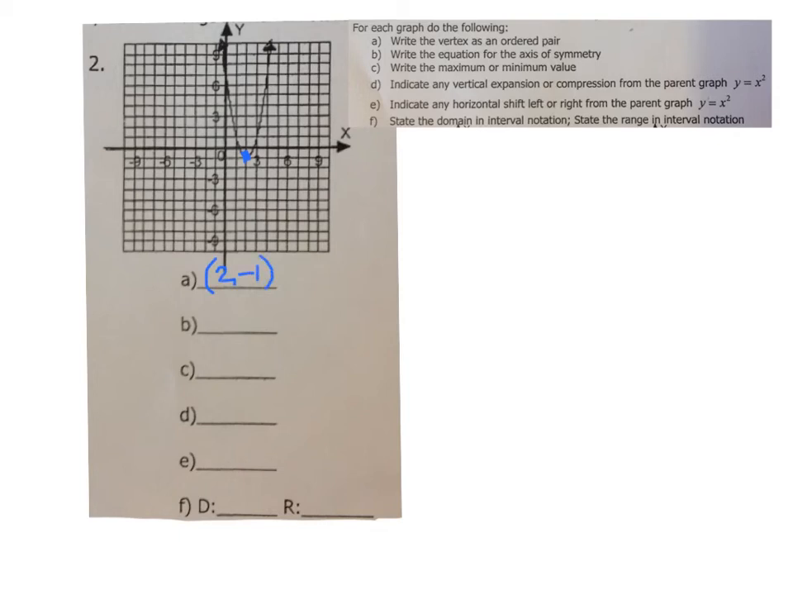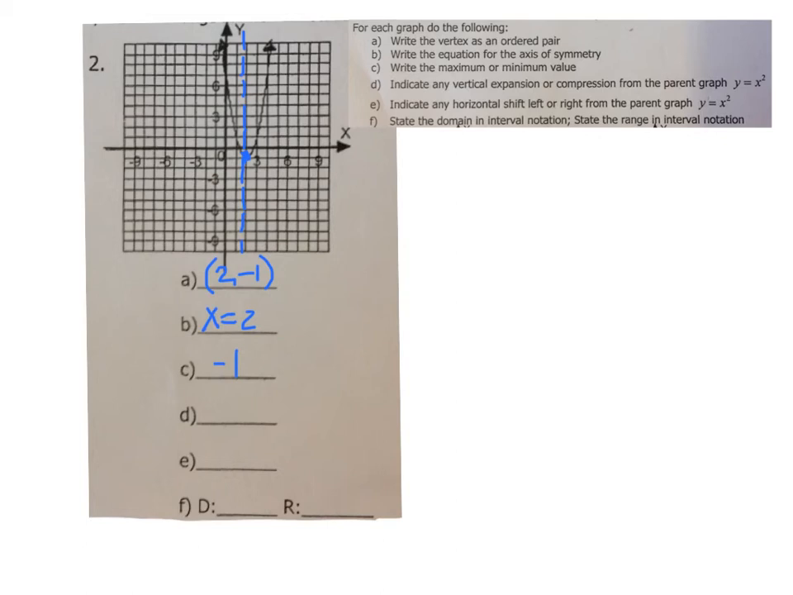The axis of symmetry, therefore, is the vertical line going through the vertex. So it would be x equals the x of the vertex. The minimum value, this is a minimum. My minimum value is whatever the y is at that point. This y is -1, so my minimum value is -1. Any vertical expansion or compression, indicate any.